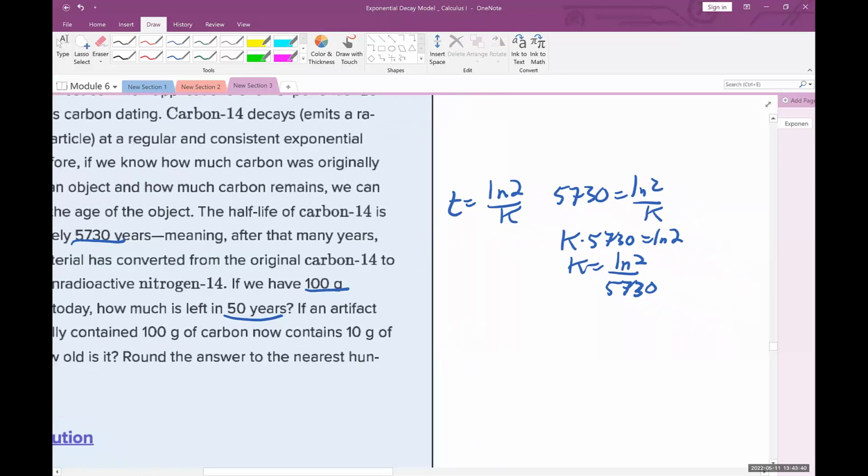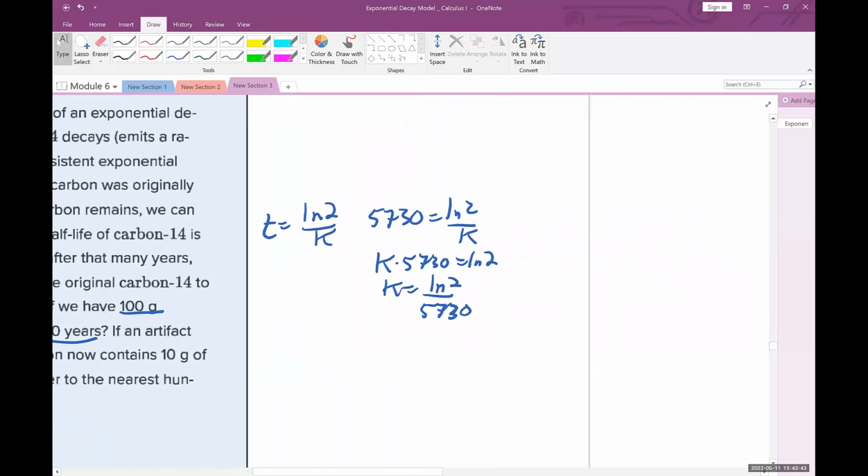So the question we have, using the formulas for this part of the module: y equals the initial amount, 100, e to the negative kt, negative natural log of 2 divided by 5,730 times t. And they asked how much of the 100 gram sample remains after 50 years. So y would be 100 e to the negative natural log of 2 over 5,730 times 50.